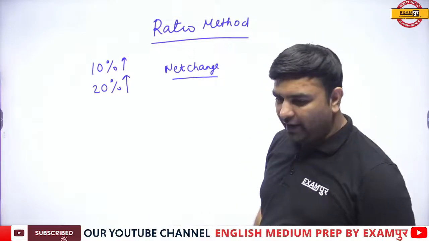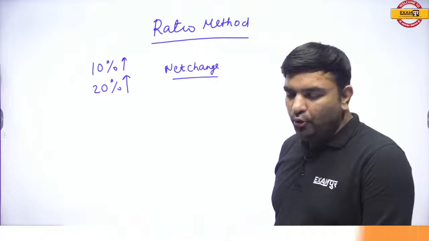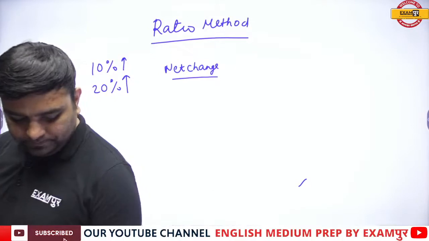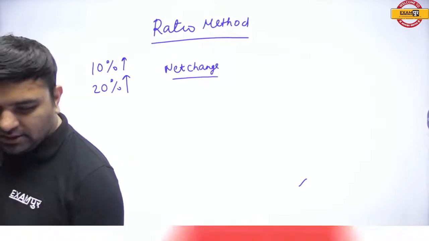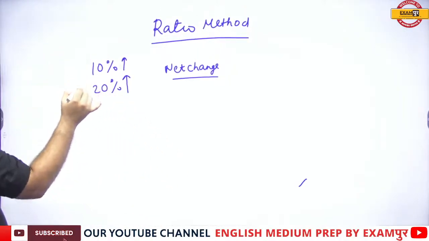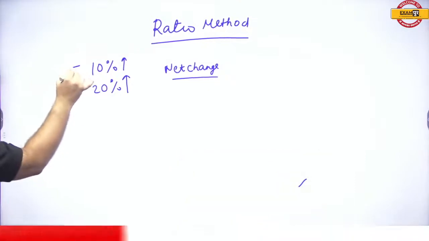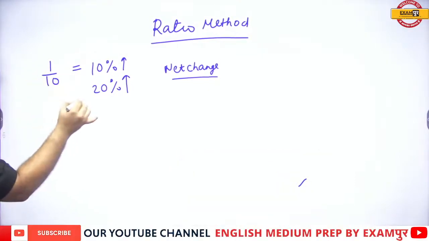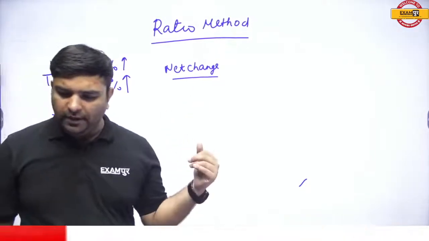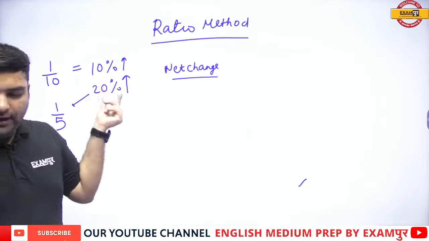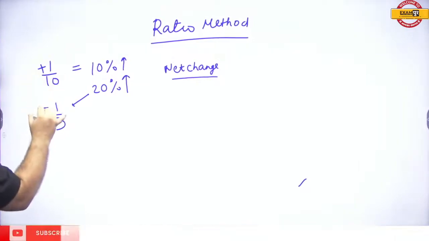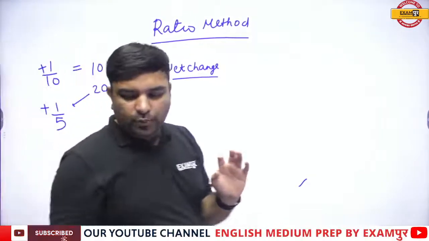Now we will do it by ratios because we want to learn something new. So 10% in the ratio is 1 by 10, and 20% in the ratio is 1 by 5. By dividing by 100: 10 by 100 is 1 by 10, 20 by 100 is 1 by 5. Both are increments, so both positive.